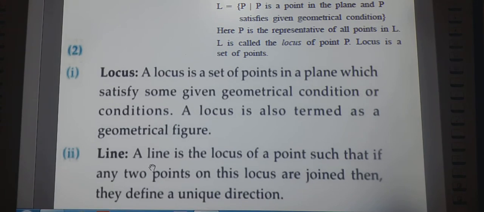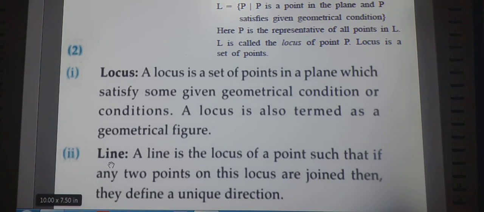Now second topic is locus of a point. A locus is a set of points in a plane which satisfy some given geometrical condition or conditions. A locus is also termed as a geometrical figure. For example, here we take one example. It is the set of those P such that P is a point in a plane and P satisfies the given geometrical condition. Here P is the representative of all points in L. L is called the locus of point P. Locus is a set of points.